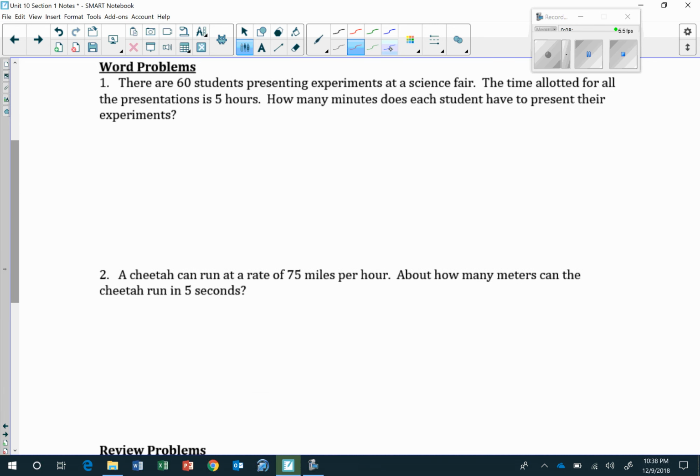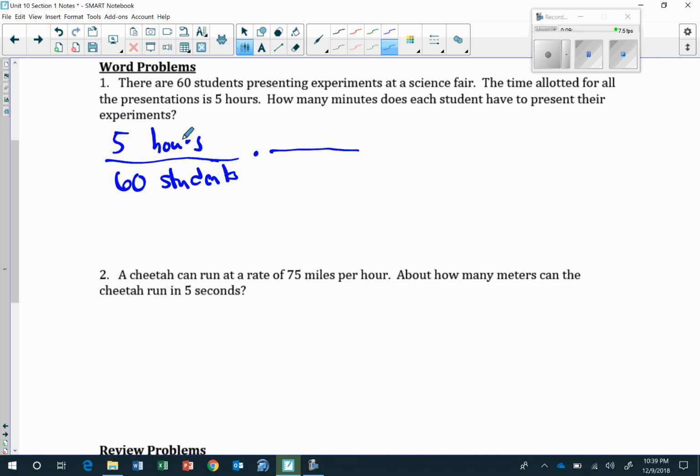All right, moving on to the word problems, it says there are 60 students presenting experiments at a science fair. The time allotted for all the presentations is 5 hours. How many minutes does each student have to present their experiments? So we have 5 hours for our 60 students. We want to figure out how many minutes each one has. So I need to turn hours into minutes. Since hours is in the numerator, it's going to go to the denominator. That means minutes are going to go on top. Hours can cancel out. I know that there are 60 minutes in 1 hour.